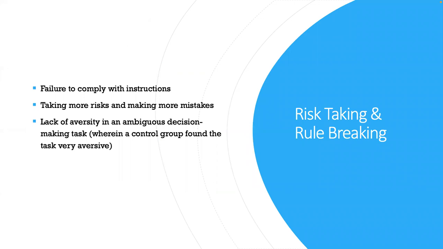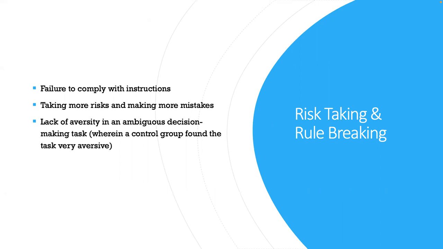Okay, risk taking and rule breaking. Frontal lobe patients vary from other neurological patients in their failure to comply with instructions. On tests of learning where a buzzer indicated that the patient had made an error and they were supposed to stop and start over again at the beginning, the subjects with frontal lobe lesions disregarded the signal completely and continued on the incorrect path and continued to make more errors.